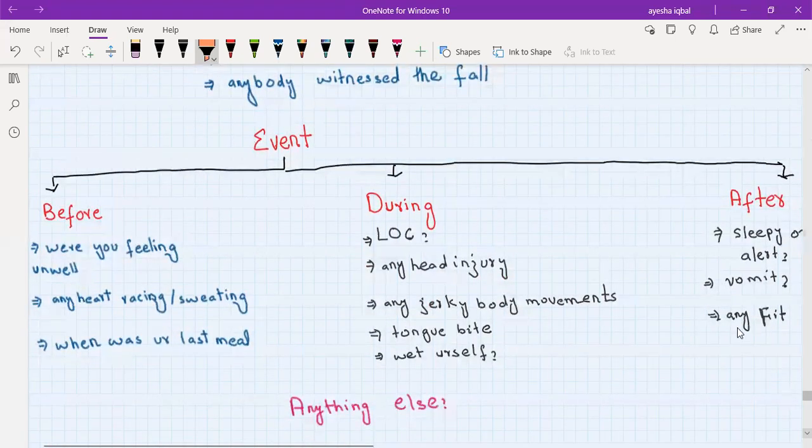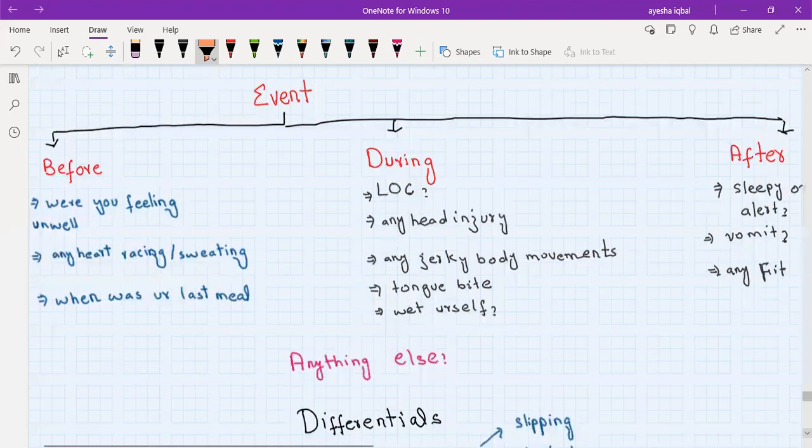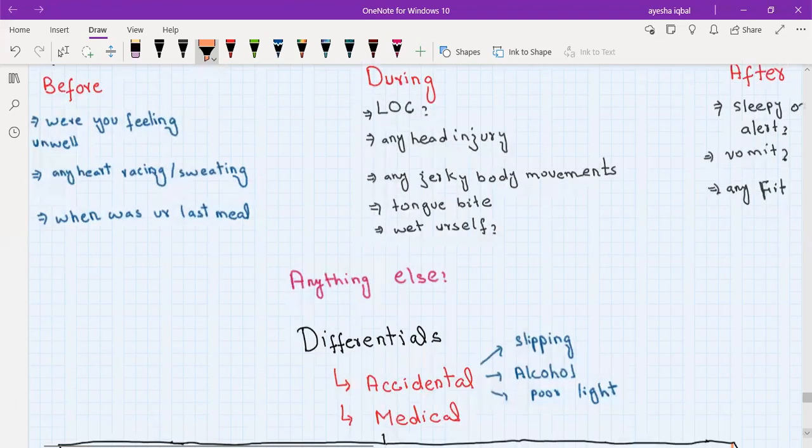All right, so if you are asking before and after questions, you will also add any weakness in any part of the body here, okay? Sleepiness, vomiting, any fit, and any weakness in any part of the body. Because if the fall is because of the stroke, the patient will have permanent weakness in a specific part of the body, like any leg or arm or face muscles after the fall, okay?